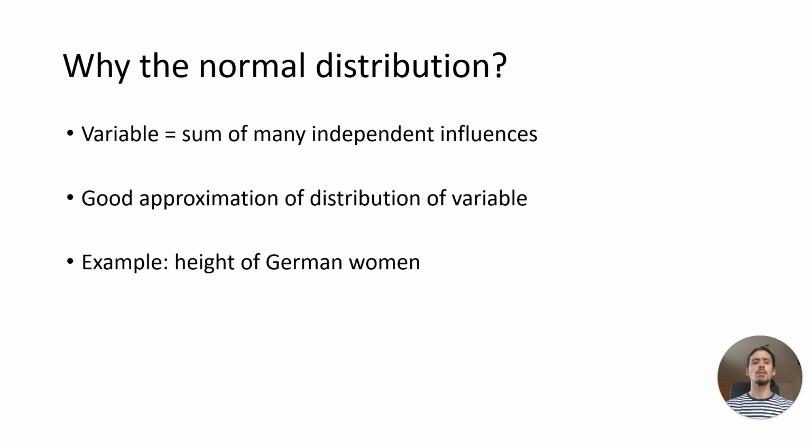As an example, let's suppose that we are interested in modeling the height of German women. Growing up, there are numerous diet-related and genetic factors that influence the height, and we can think of each factor as adding something to the height that is ultimately observed. Consequently, the normal distribution might be a good model for the distribution of heights. And in fact, this is what we observe in practice.